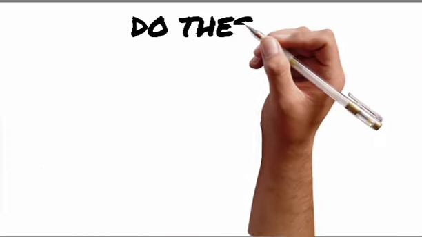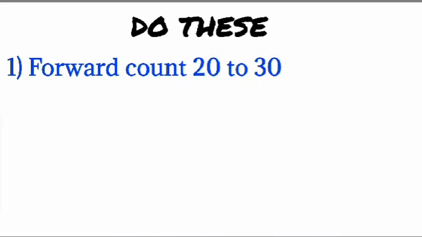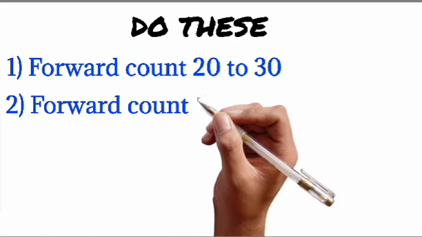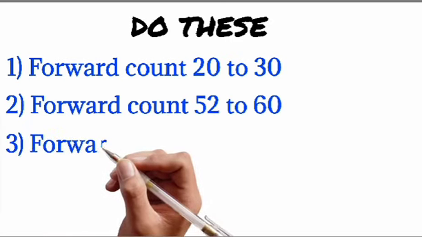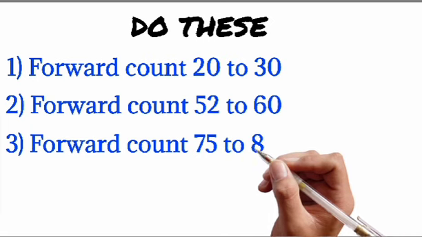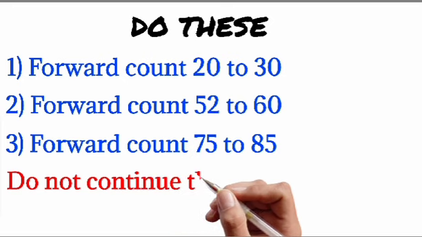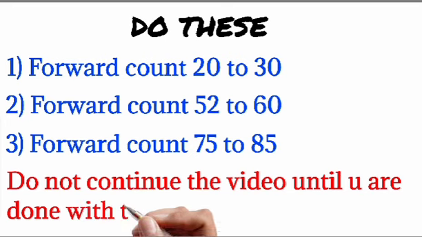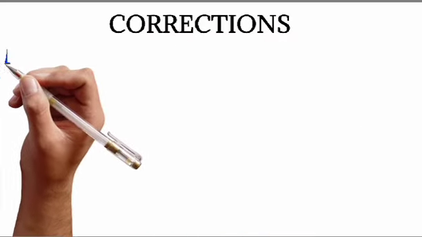Now I'm going to give you just a little work to do. The first one is count your numbers forward from 20 to 30. The second one is forward count 52 to 60. The third one is forward count 75 to 85. Do not continue the video till you are done with this work. Pause the video and continue doing your work. That is your class work. There are just 3 of them. After that, you can go to the correction, which is what I'm doing now.